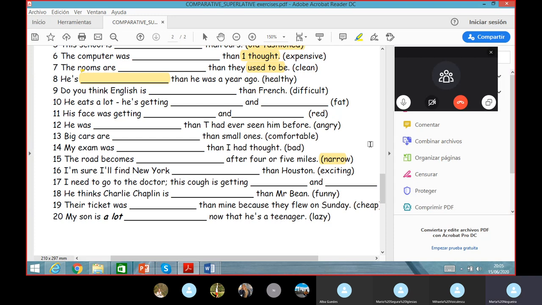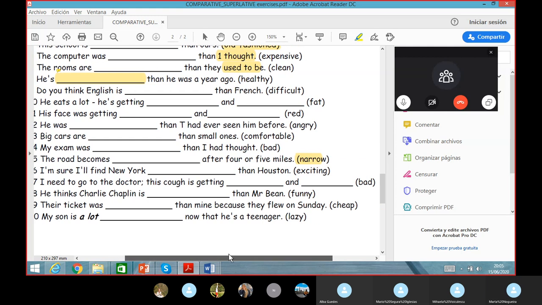16, I'm sure I'll find New York more exciting than Houston. Next, I need to go to the doctor. This cough, esta tos, okay, this cough is getting worse and worse. It's getting worse and worse. This is emphasis.